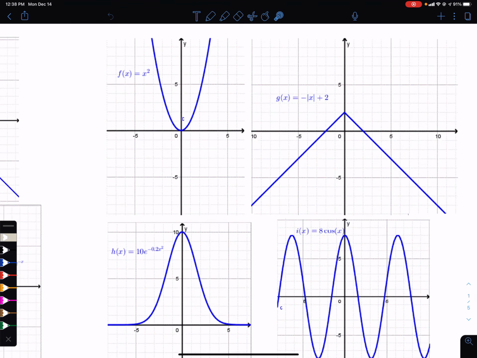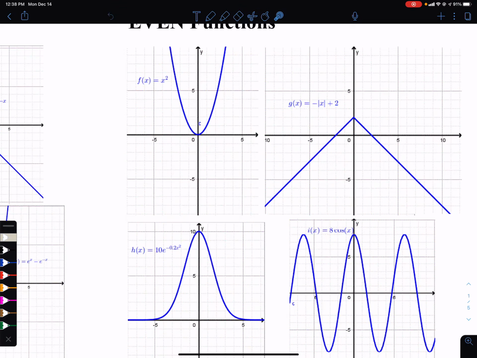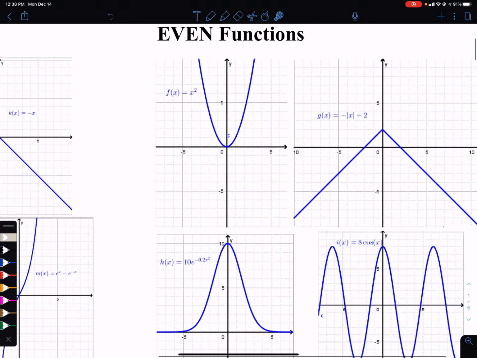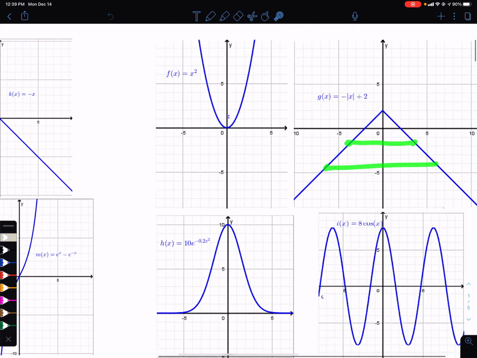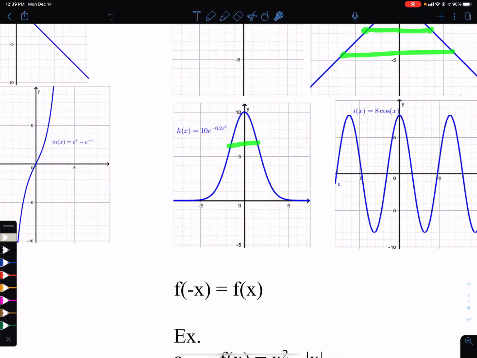In an even function, it's symmetric about the y-axis. So if I go across the y-axis, I'll find a symmetrical point. If I go the same distance across, bam. Any point I pick, if I go across the y-axis, there's an equivalent point. So all these would be examples of even functions.